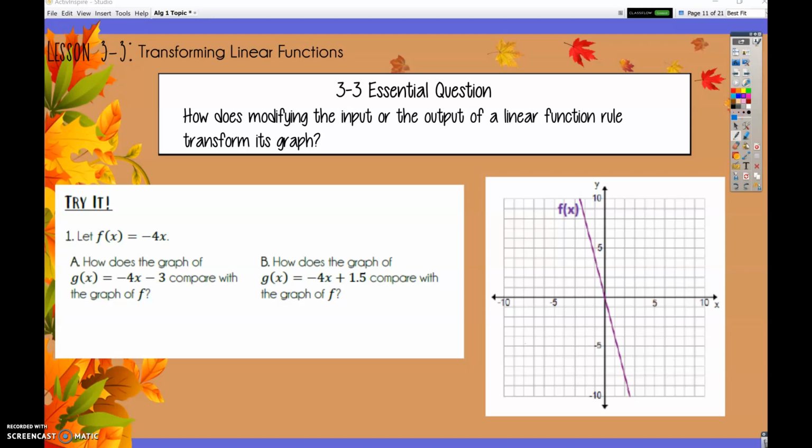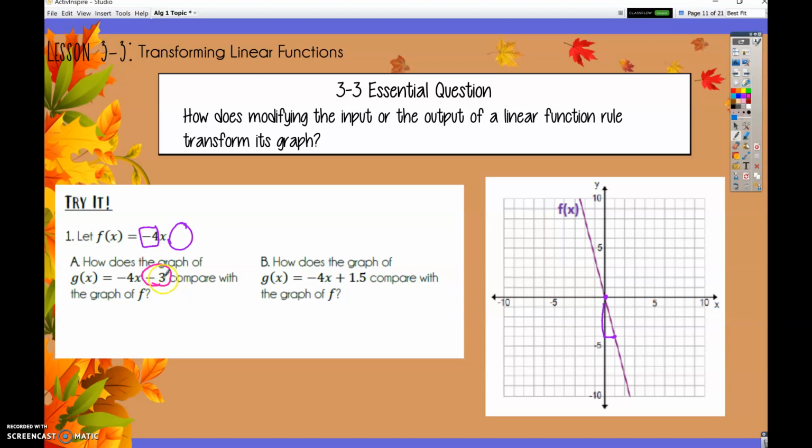For lesson 3.3, we're going to talk about modifying what we put in or what we get out of a linear function and see what it does to its graph. So if we consider the graph y equals negative 4x, and it's graphed here, notice that our slope is down 4 over 1 because that is our slope here, and our y-intercept is a 0 because there's nothing there. So if we've plotted that function, they'll ask us to compare it to the graph of negative 4x minus 3.